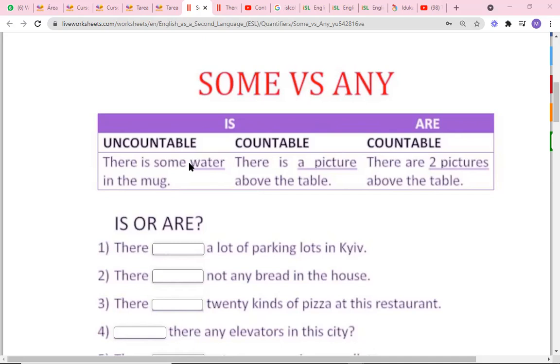Bien. En este caso, como nosotros no podemos contar el agua, ¿sí? Solamente podemos medir en cantidades, pueden ser tazas, litros, etcétera. Entonces vamos a decir some water, o si es leche, some milk. ¿Ya? Cualquier líquido. Si yo digo arroz, tampoco lo puedo contar, es uncountable, entonces voy a decir there is some rice in the bowl, for example.